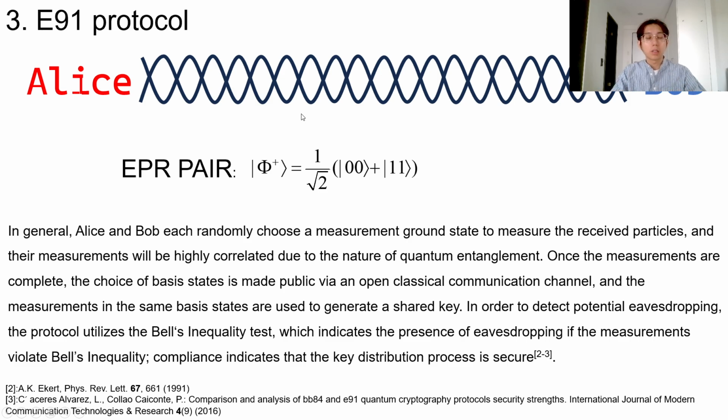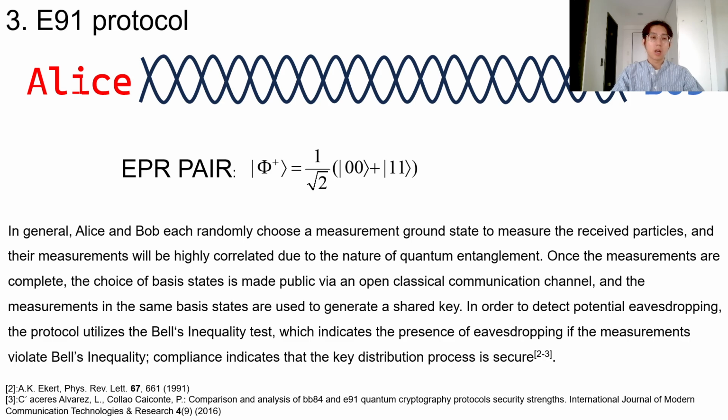So let me introduce a famous quantum key distribution protocol, the E91 protocol. In general, Alice and Bob randomly choose a measurement basis to measure the received particles, and their measurements will be highly correlated due to the nature of quantum entanglement. So we usually use the EPR pair, that's the maximally entangled state.